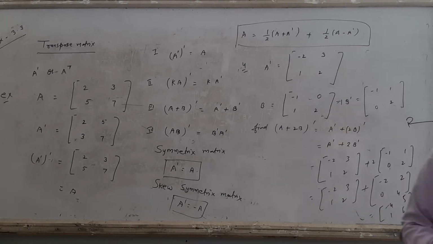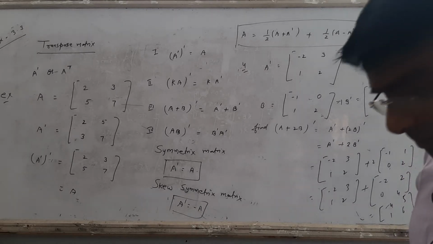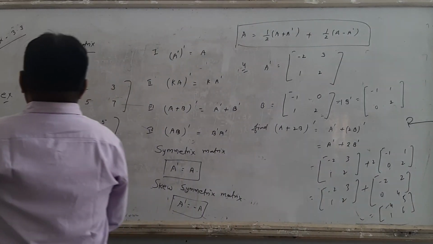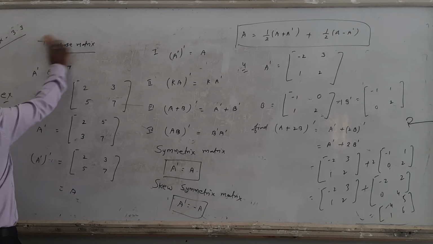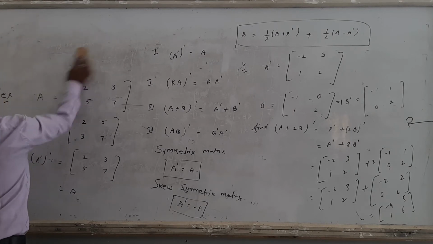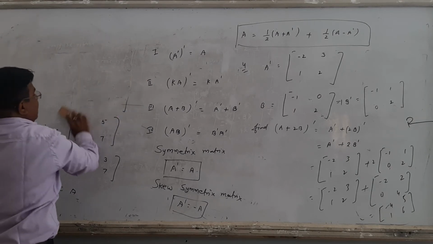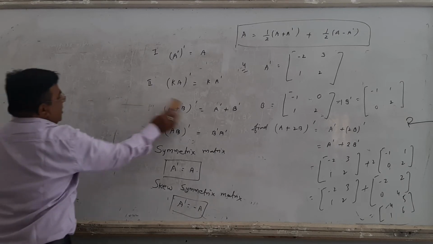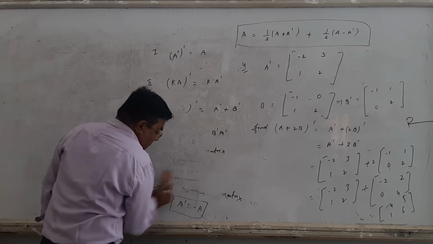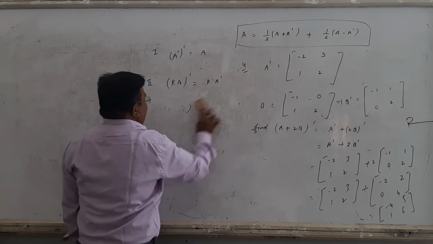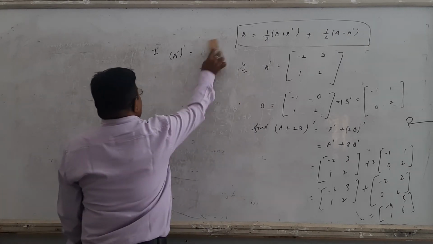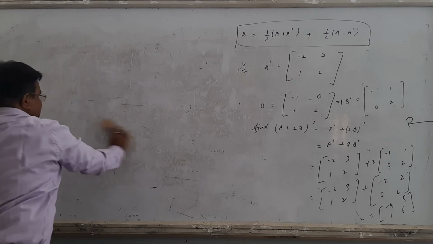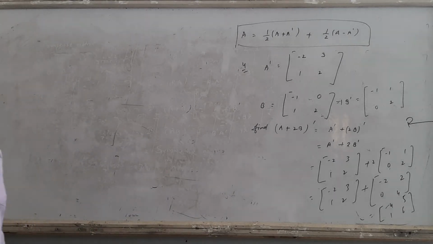So students, the starting questions are very easy, right? Only find the transpose matrix. So what is the transpose matrix? Interchange row to column या otherwise column to row. या तो आप कॉलम को रो बना दीजिए या रो को कॉलम, दैट इज ट्रांसपोज मैट्रिक्स. एंड देन न्यू टॉपिक सिमेट्रिक मैट्रिक्स एंड स्क्यू सिमेट्रिक. What is the symmetric matrix? That is A dash equals A.